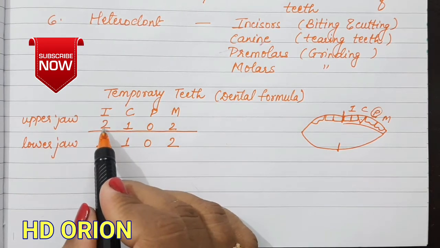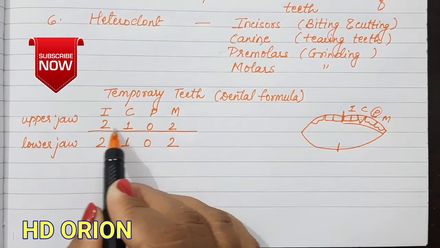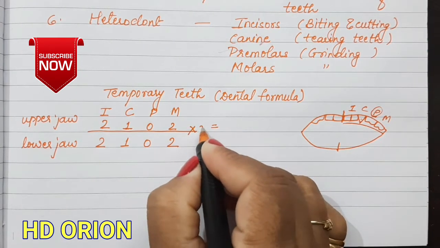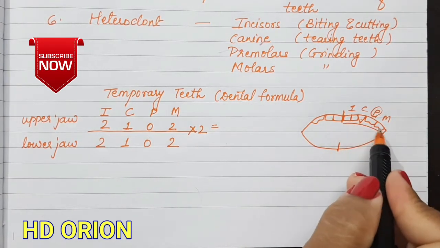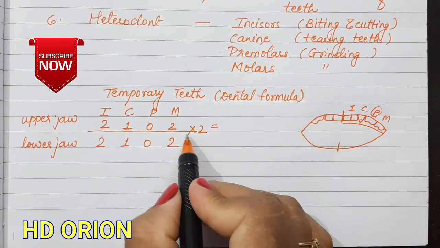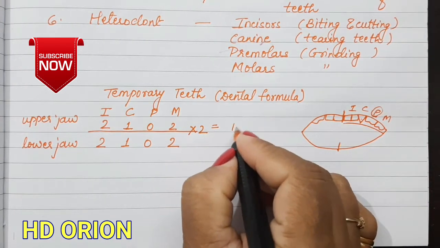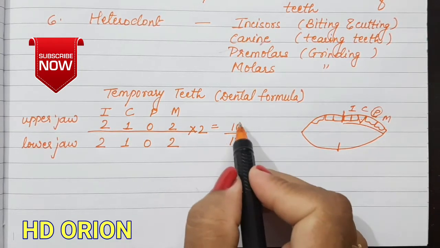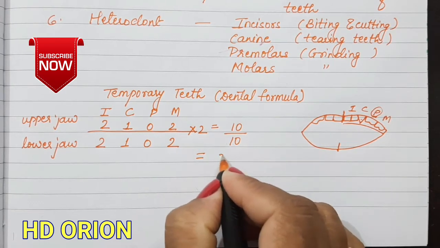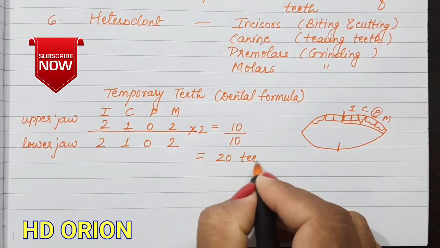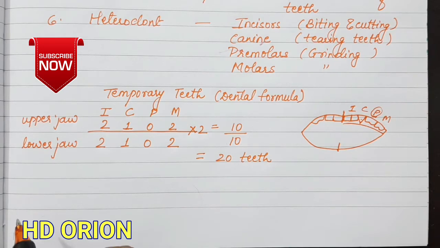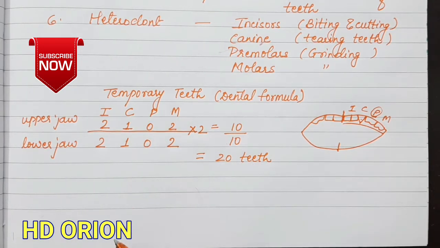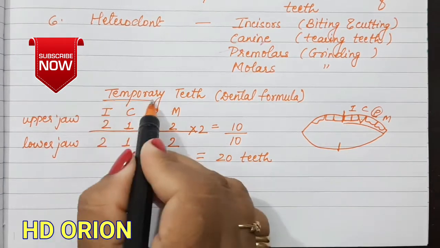So the number of teeth in the upper jaw is 2 plus 1 is 3 and 3 plus 2 is 5, and we multiply this by 2 because this is 1/2 and there is another half, so we multiply it with 2. So in the upper jaw it comes to 10 and in the lower jaw also 10. Together the temporary teeth are 20. So the milk teeth that is present in a child's mouth is 20. So this is how we see the dental formula of the temporary teeth.